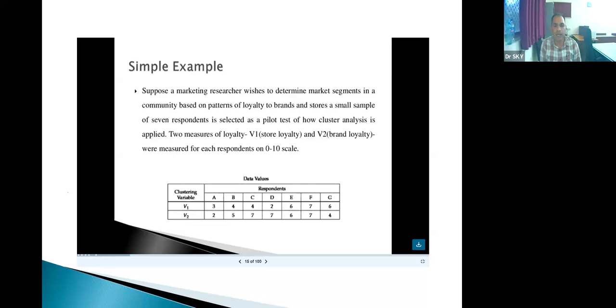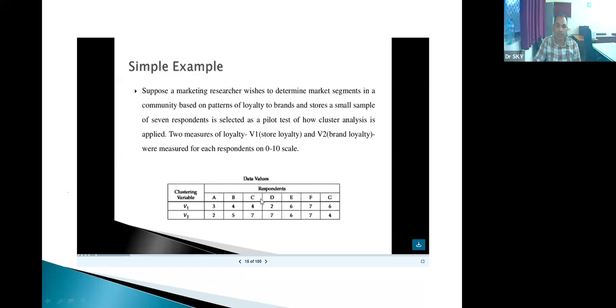Suppose a marketing researcher wishes to determine market segments in a community based on patterns of loyalty to brands and stores. A small sample of 7 respondents is selected as a pilot test of how cluster analysis is applied. Two measures of loyalty, V1 and V2, store loyalty and brand loyalty, were measured for each respondent. We have 7 respondents on a 10-point Likert scale.